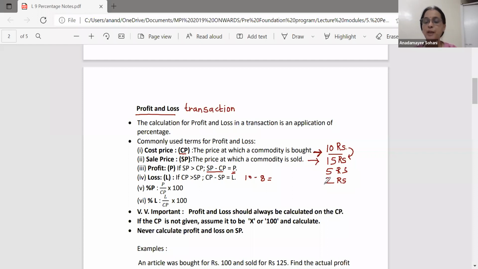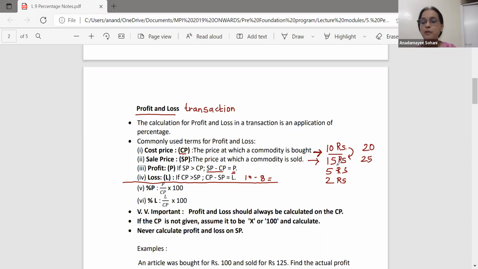So I lost my 2 rupees. Now, how to express this profit and loss in percent? Just like we saw just now, I got a commodity for 10 and I sold it for 15. Then I got another commodity for 20 and I sold it for 25. Then where have I got more profit?